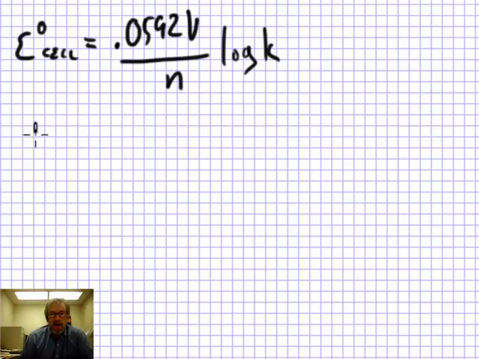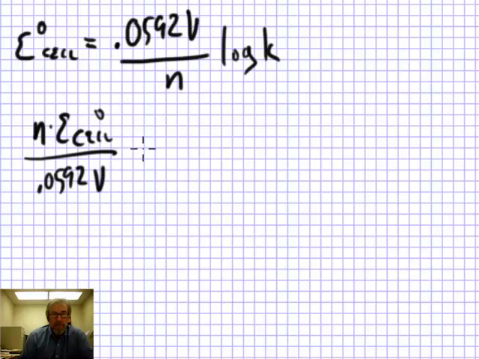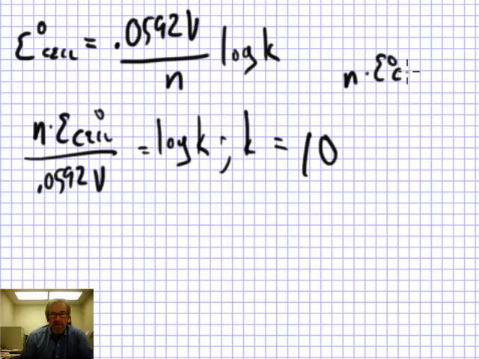So if we take number of moles times the cell potential and divide by 0.0592 volts, we'll get the log of K. So that means K would be equal to 10 to the number of moles of electrons transferred times standard cell potential divided by 0.0592 volts. So how many electrons are transferred?